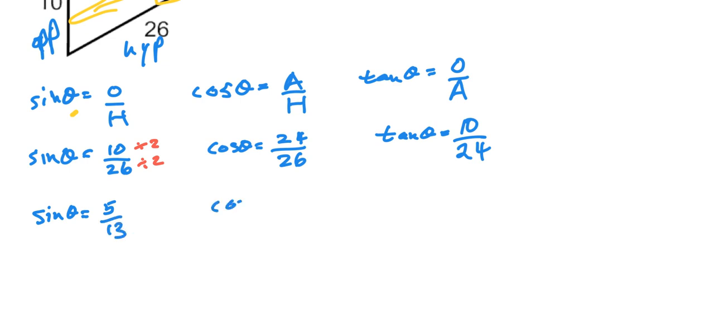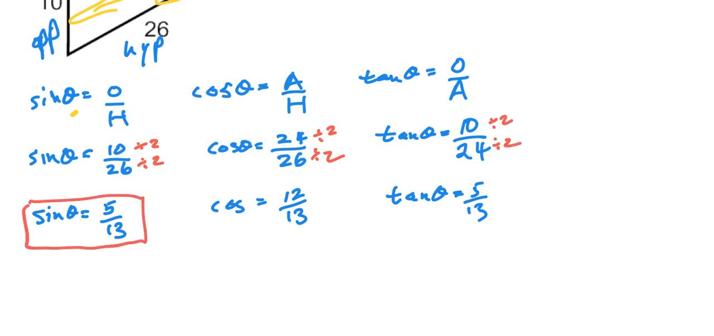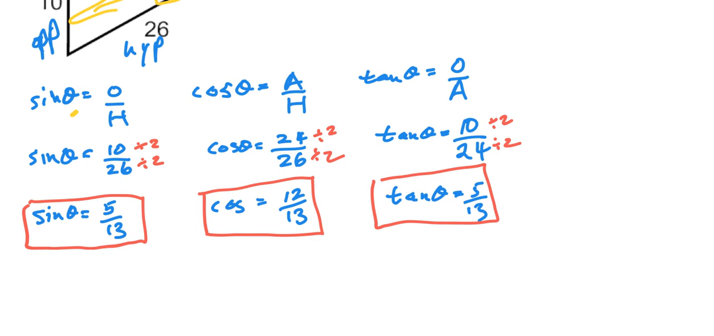And then cos of theta, similarly, we can divide both the top and bottom by 2, and we end up with 12 over 13. And tangent theta, divide both the top and bottom by 2, and you end up with 5 over 13. And that is our lowest form trigonometric ratios for all 3 types of angles using tan, sine, and cos.